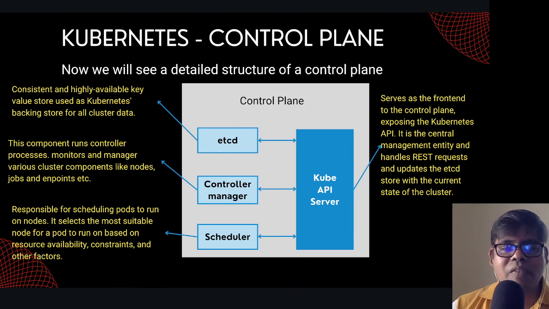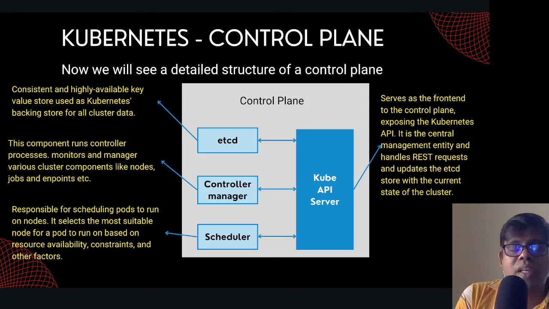And the kube-api server is a kind of front facing component between the control plane and the other applications deployed in the nodes. Okay. So via this REST API, the inter-component communication happens within Kubernetes.